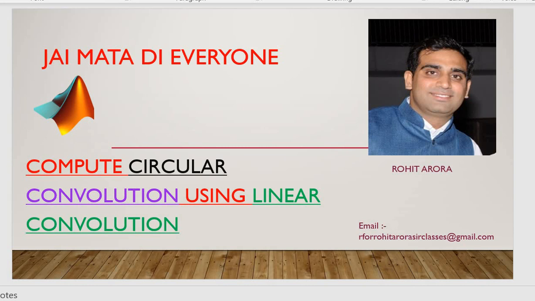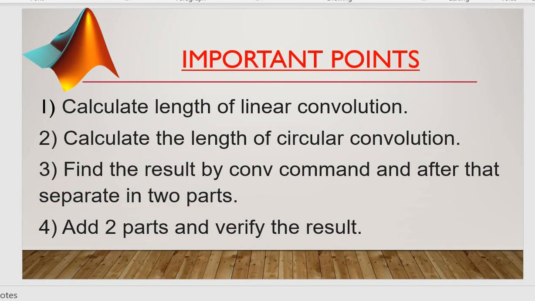Today's topic is MATLAB Code of Circular Convolution using linear convolution. The important points are, first of all, calculate the length of linear convolution. After that, calculate the length of circular convolution. Find the result by the help of the conv command, and after that, separate the result into two parts. And after that again, add these two parts simultaneously and verify the result by the help of the cconv command.